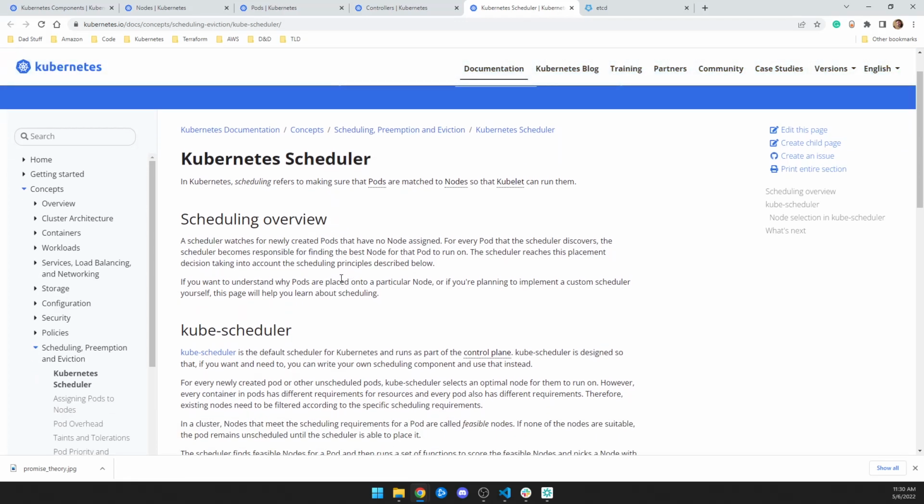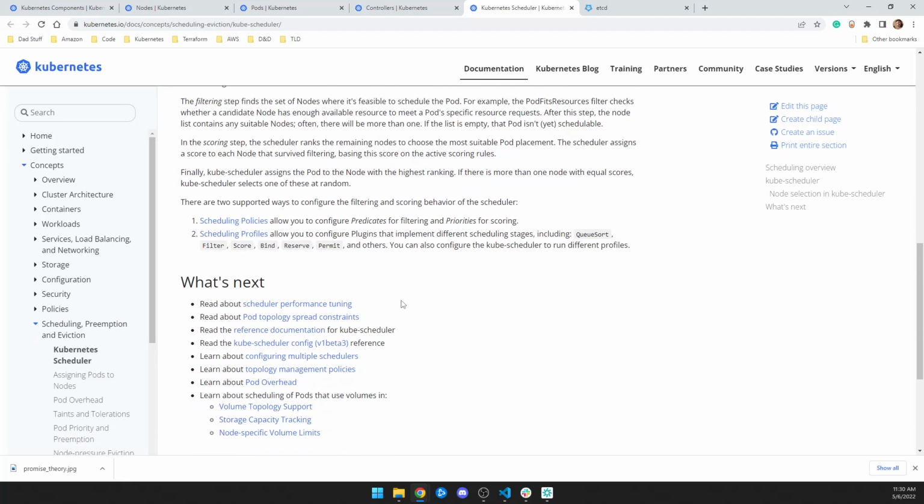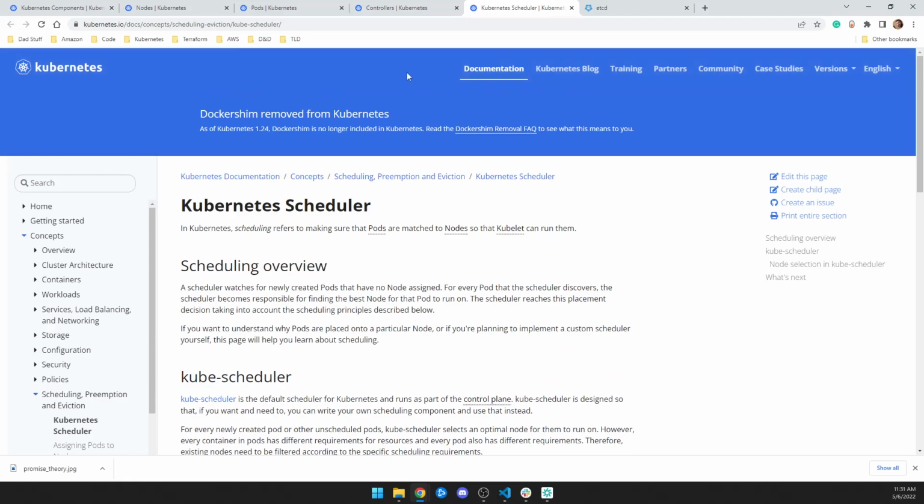So the overview of this, the scheduler watches for newly created pods that have no node assigned. For every pod that the scheduler discovers, the scheduler becomes responsible for finding the best node for that pod to run on. Okay, the scheduler reaches this placement decision taking into account the scheduling principles described below. If you want to understand why pods are placed into a particular node, or if you're planning to implement a custom scheduler yourself, you can learn all about it on this page. But essentially, it just decides where stuff goes.